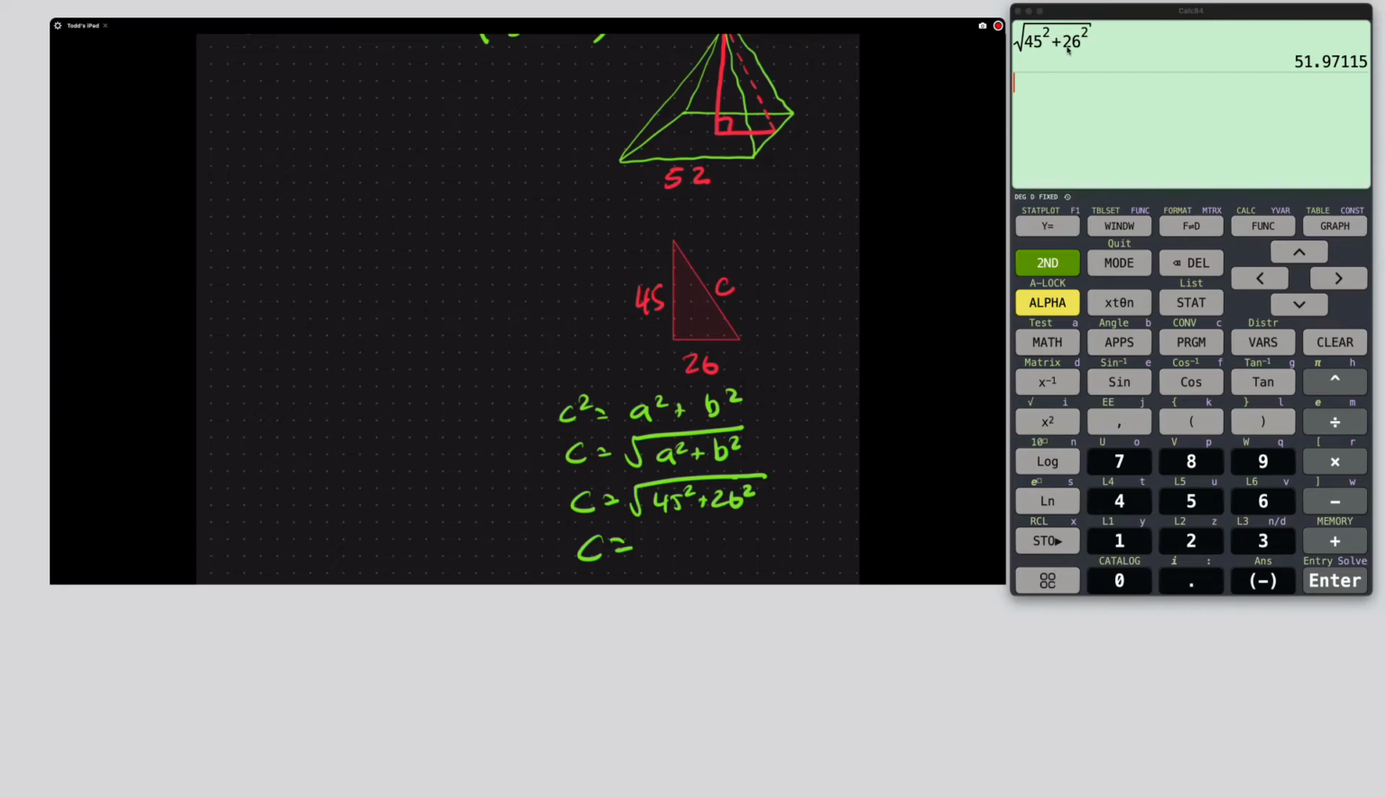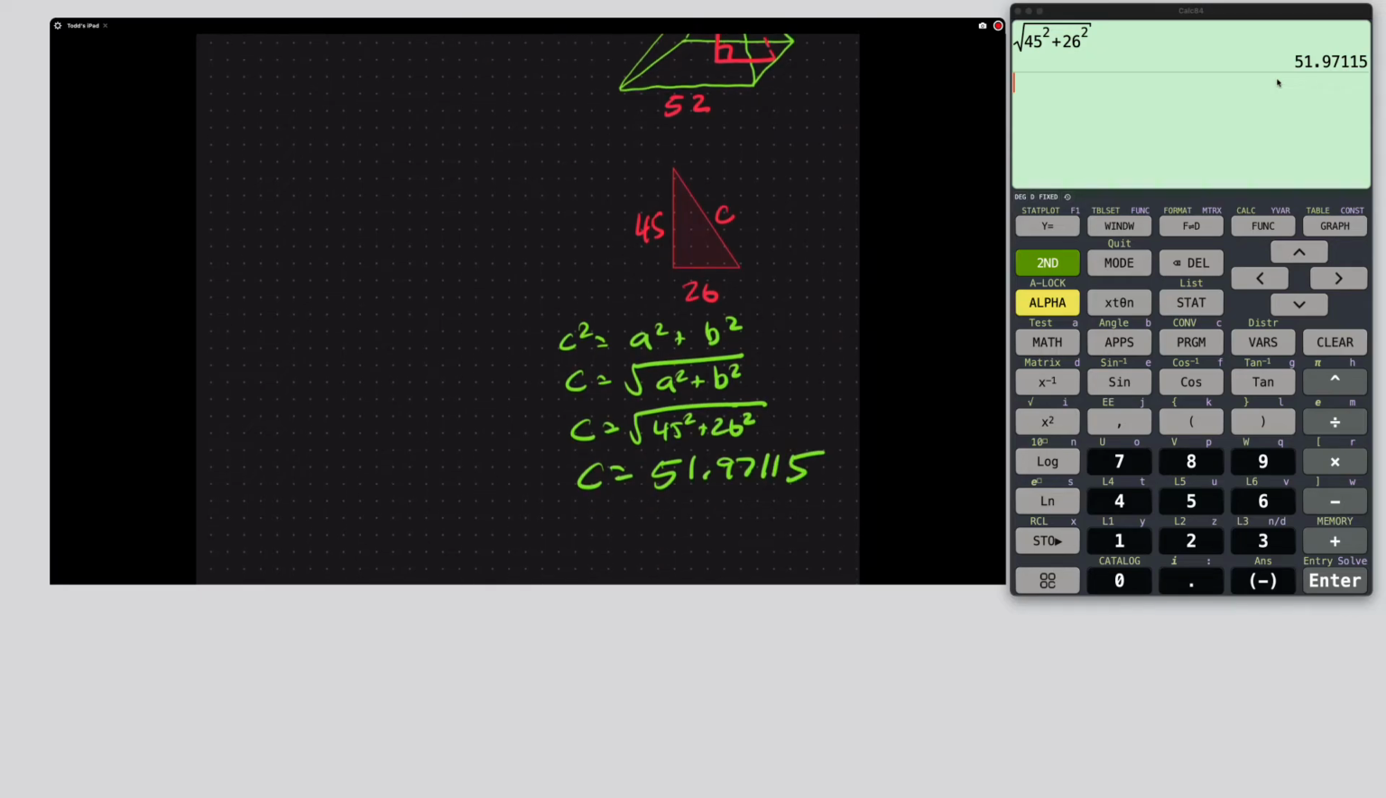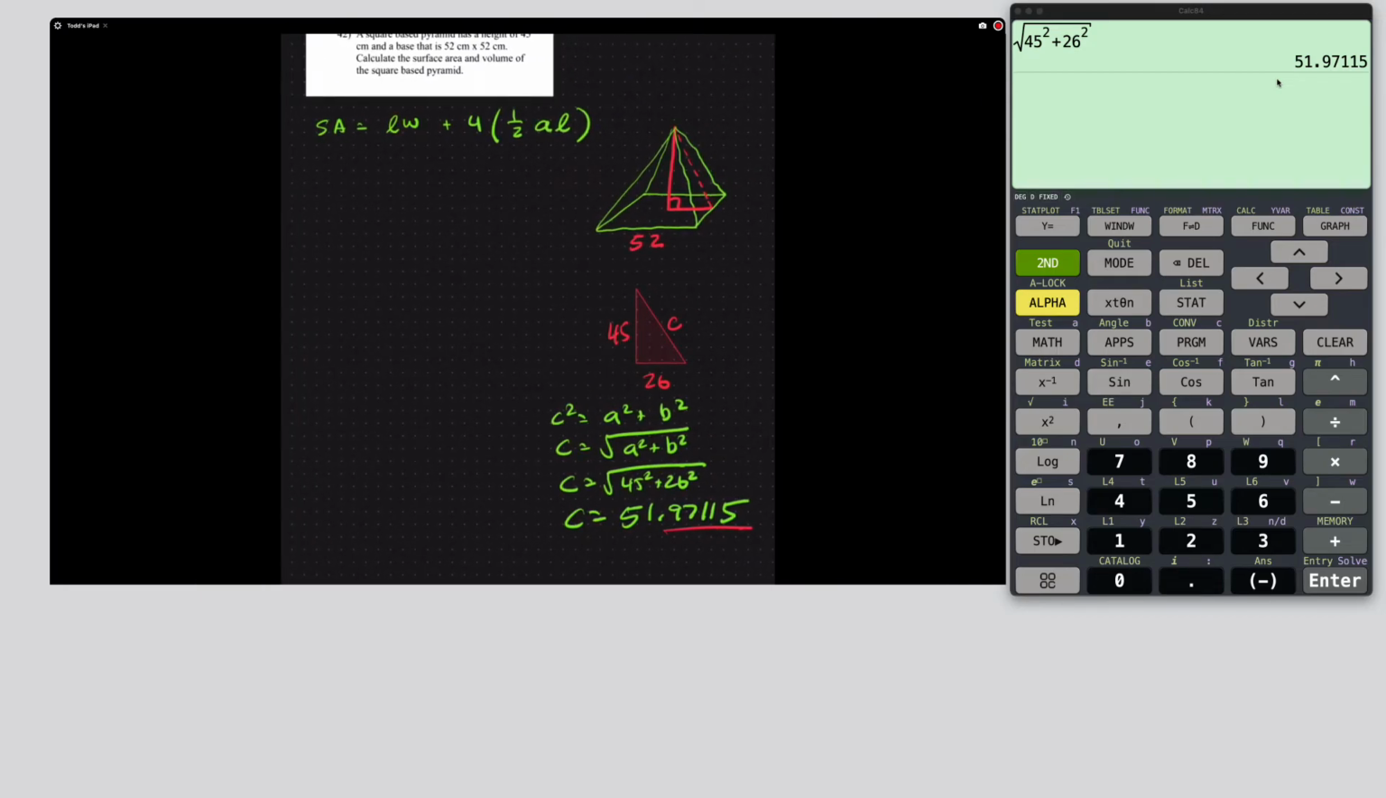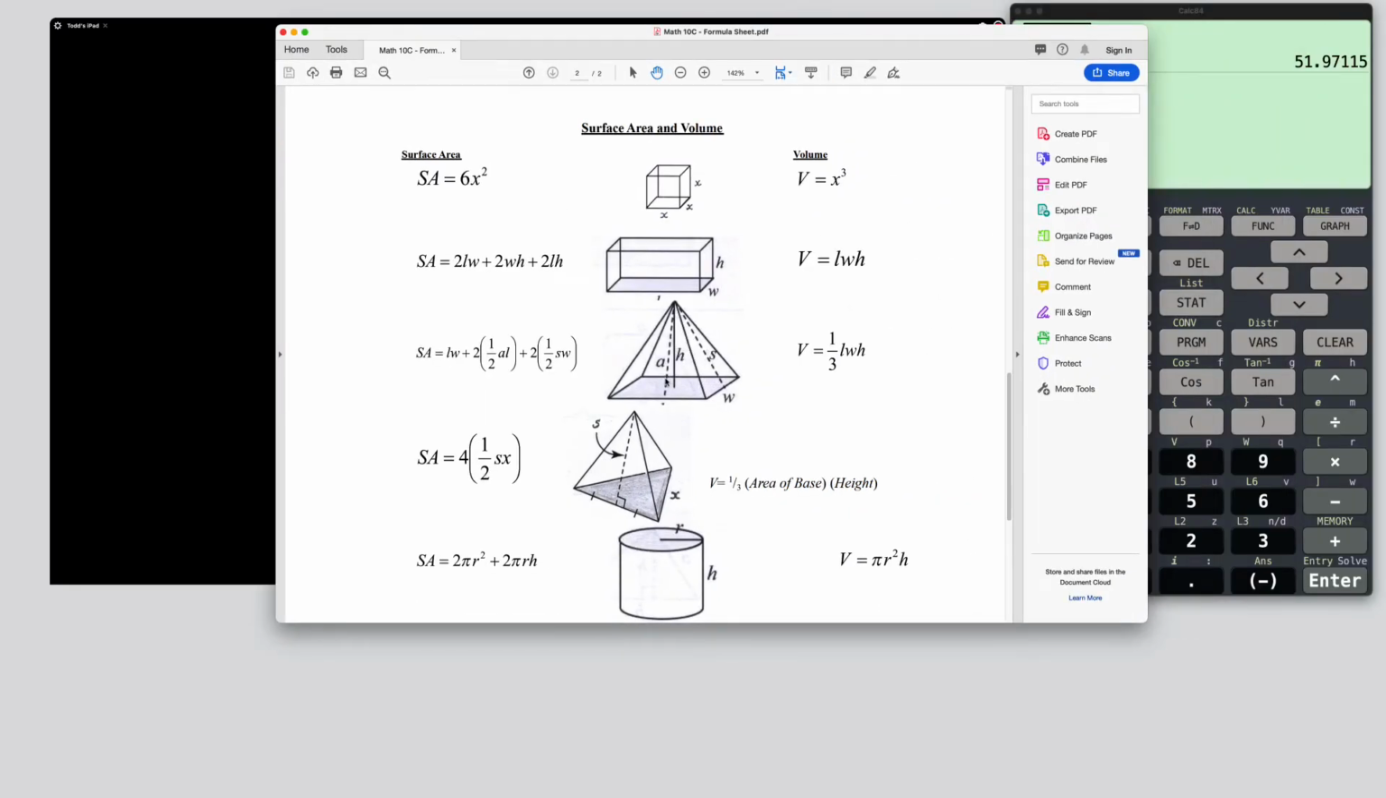45 squared plus 26 squared, and that equals 51.97115. So I'm going to leave it with at least 5 decimal places here, so that I have more precision in my next calculations. Okay, and again, we just calculated that slant right there, and that in our formula sheet is this A length or this S length right there.